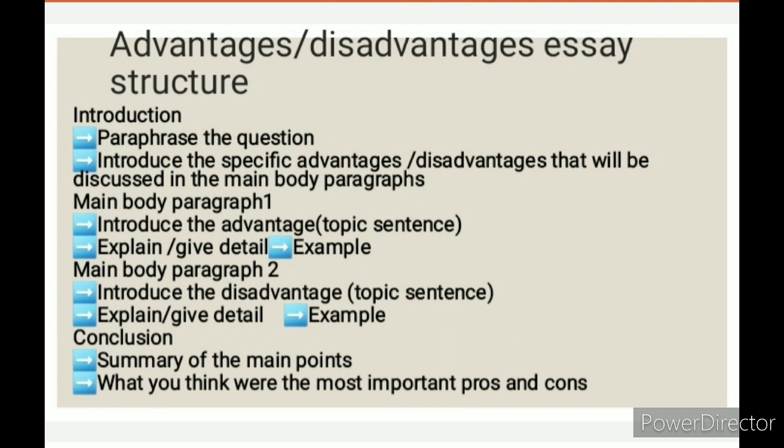In your body paragraph 2, you should introduce the disadvantage. This will be your topic sentence. Afterwards, you would explain and give detail. In the last, you will prove your opinion with an example. In the last part, you should summarize the main points. So, you should write what you think were the most important pros and cons.